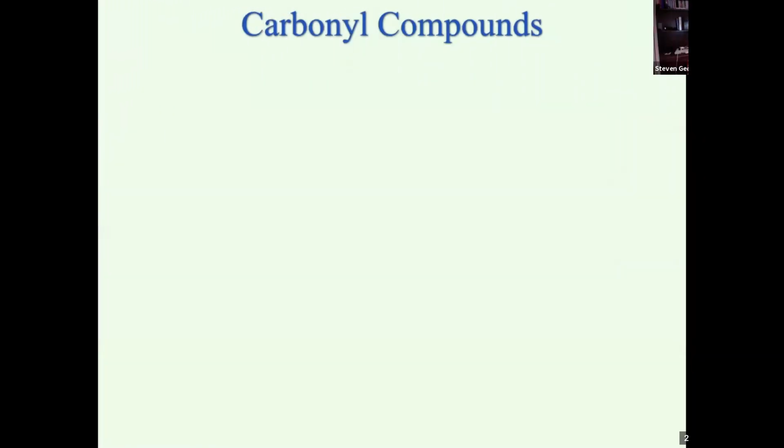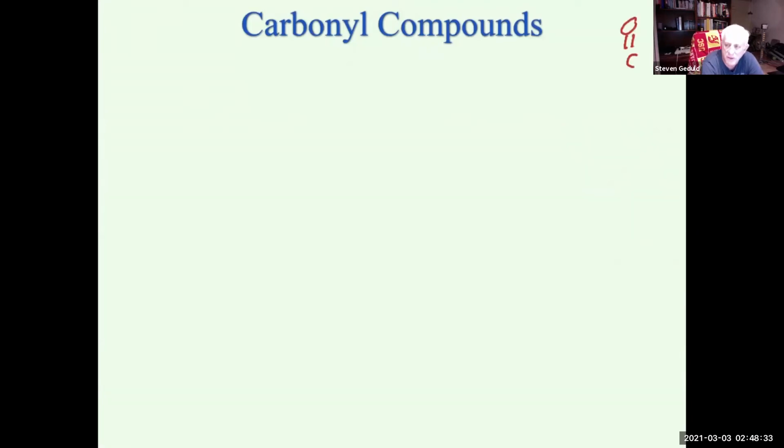Carbonyl compounds. The carbonyl group is a C double bond O. That's our carbonyl group. It is present in ketones, aldehydes, carboxylic acids, and esters, so we're going to see those a lot. Carbonyl compounds contain the carbonyl group, which is C double bonded to oxygen.